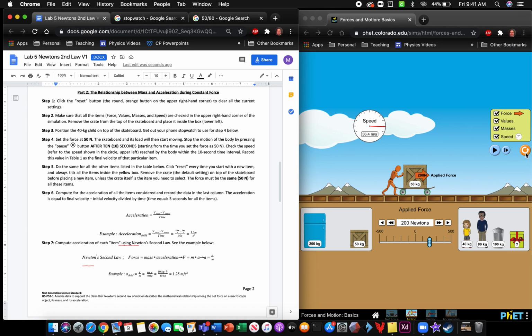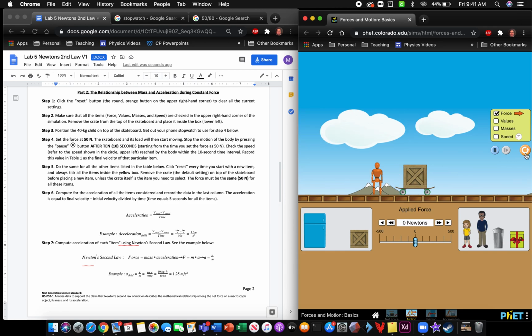So the second part has to do with the relationship between mass and acceleration during a constant force. Go ahead and press reset. What we're going to do is change the mass on the skateboard now. We're going to start with the little girl. Go ahead and drag the little girl. So this is step 3. Then we're going to set the force to 50 newtons, and we're going to use 50 newtons every single time. We're going to hold our force constant, but we're going to change our mass.